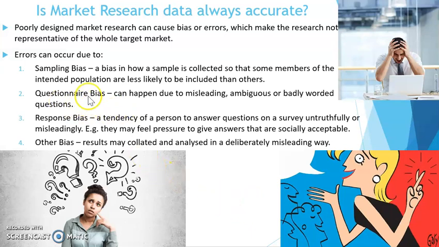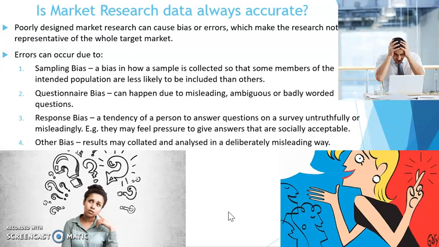Questionnaire bias. So this can relate to the actual phrasing of the questionnaires. Maybe they're ambiguous in the sense that the questions might actually mean two or more different things to different people. The words themselves might actually be poorly phrased, as in the sense that the questioned individual actually doesn't know what the business is talking about. So they just splash out a random answer just to get through the questionnaire.